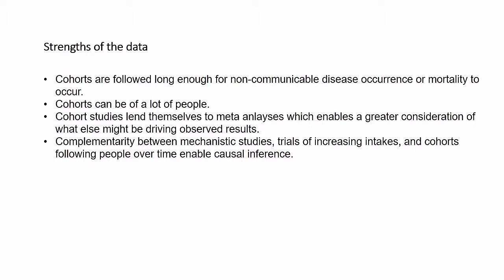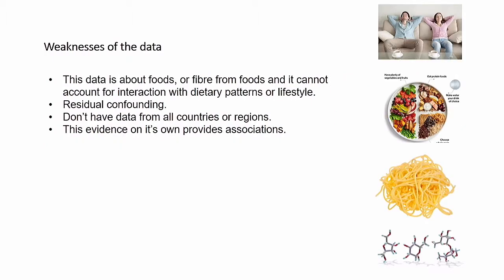Is it relative to the baseline fibre intake? Is it because this cohort might have these characteristics while this one might have others? And then what we're always moving towards, and what we'll be discussing today, is the complementarity between mechanistic studies, trials of increasing intakes, and cohorts following people over time to enable that sort of causal inference relative to higher fibre intakes. Because these are observational studies, or actually all trial designs have weaknesses, so they're always worth acknowledging.